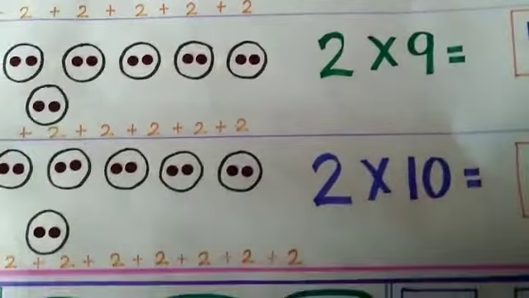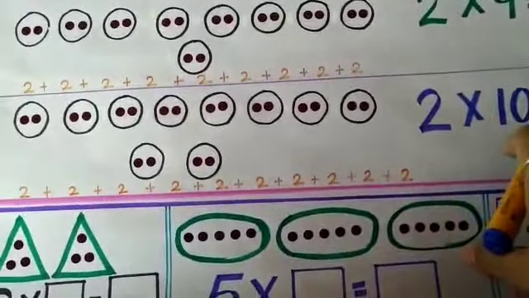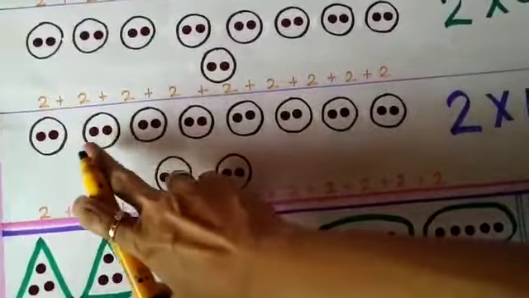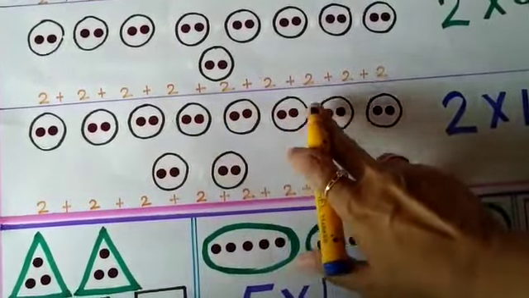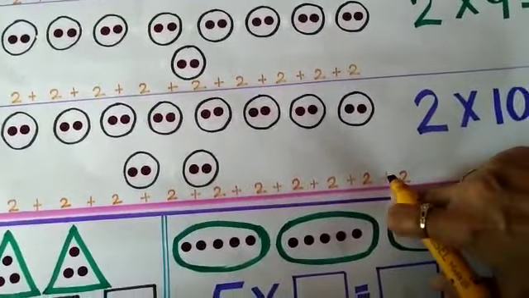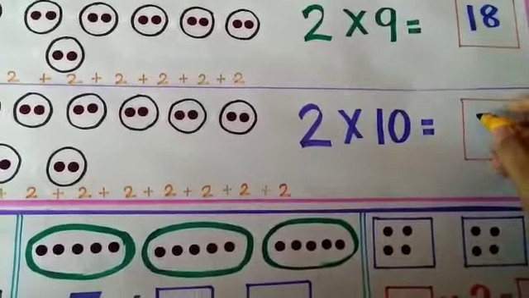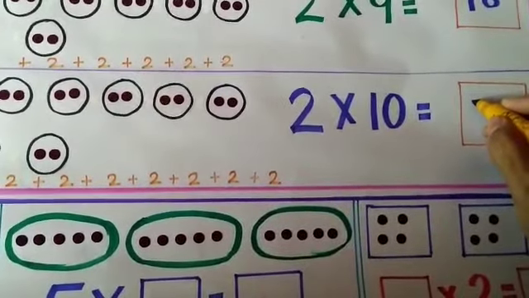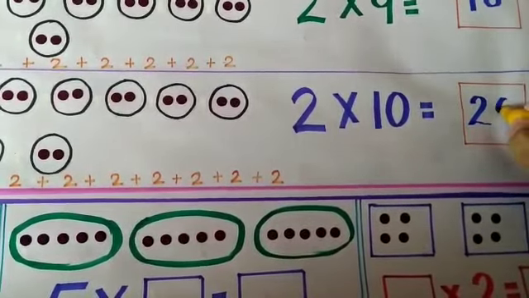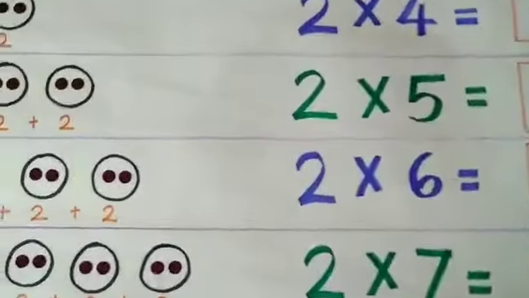And now 2 10s are. Here see, 1, 2, 3, 4, 5, 6, 7, 8, 9, 10. So 10 times you are going to add 2 and you are going to get 2 into 10 is equal to 20.